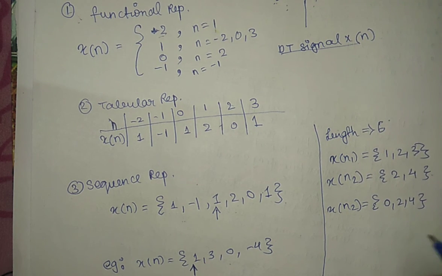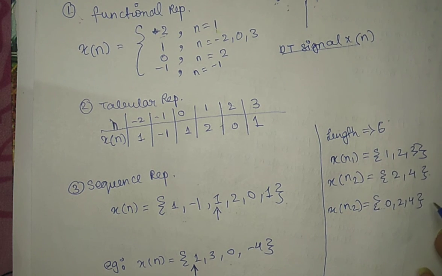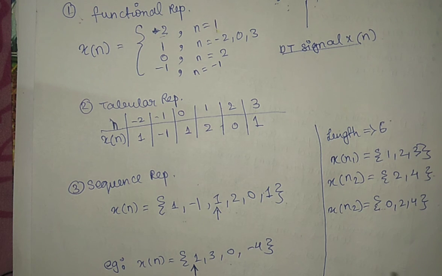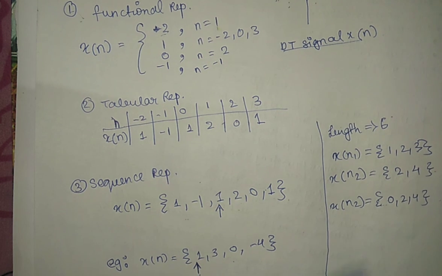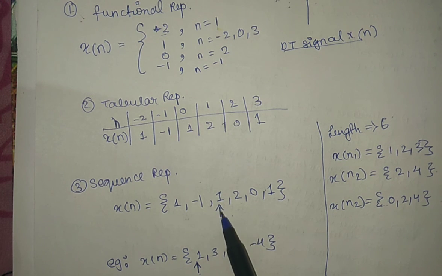The thing which we did now is known as zero padding. That is, to adjust the length of the sequence, we can add any number of zeros at the beginning or at the end of the sequence. So this is known as zero padding. I hope you got this. And I told you about the arrows: wherever n equals 0, we have to point the arrow at that location.